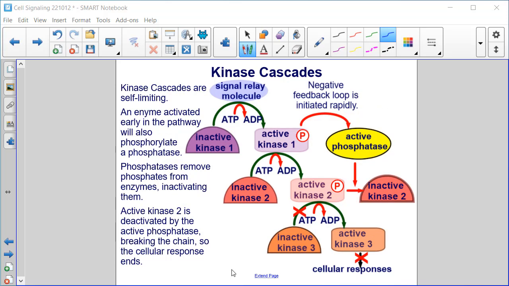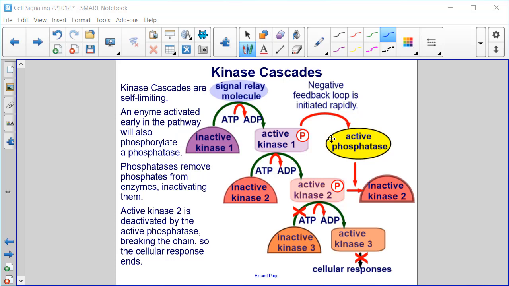Kinase cascades are self-limiting. An enzyme activated early in the pathway will also phosphorylate a phosphatase. So that's what we see here. We have this negative feedback loop initiated in the first step here to give us an active phosphatase.